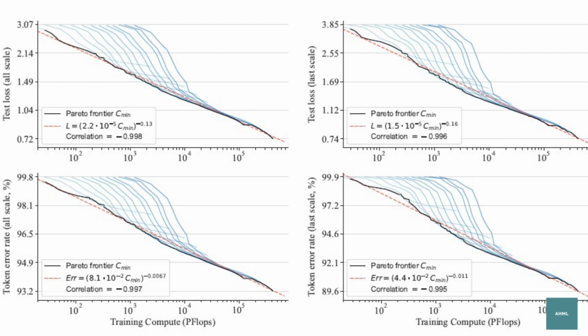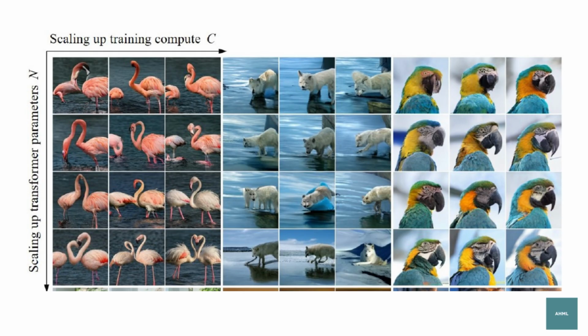X-axis is the training compute. The y-axis is the loss measured by test loss and token error rate. Since the slope is negative, VAR follows the power law scaling laws. Here is a comparison of images generated with different parameter counts and training compute. Higher compute and more parameters result in better image quality.